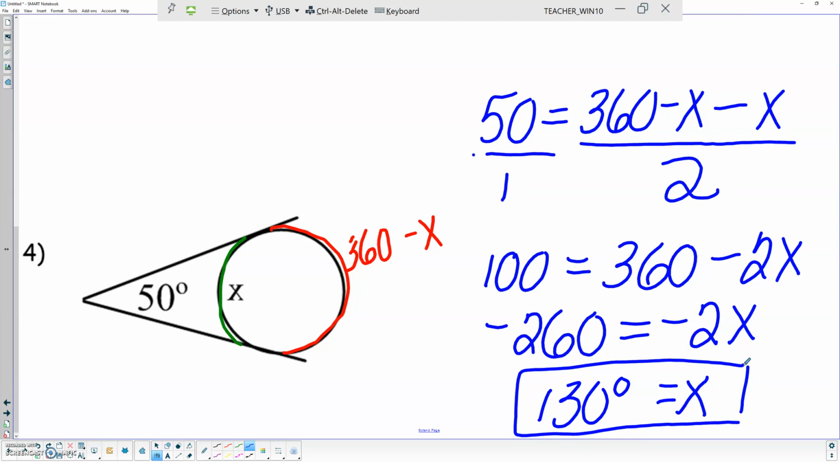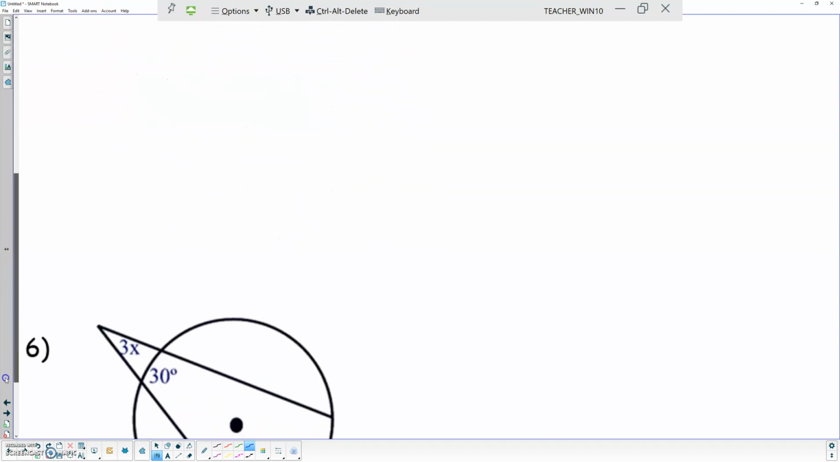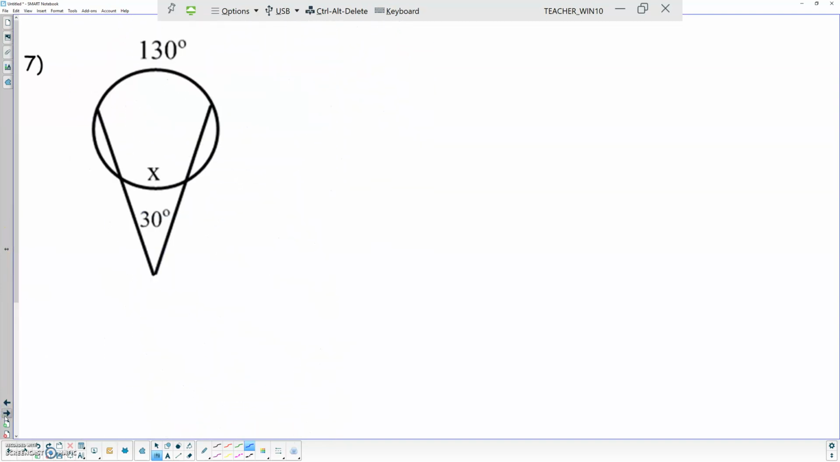The next couple of questions, 5, 6, and 7, I think are ones that you can try on your own. I will post the answer key up on Google Classroom, and then I'm going to post a practice worksheet that goes over all the angle rules that we've reviewed so far, because you have a Google form due on Friday.